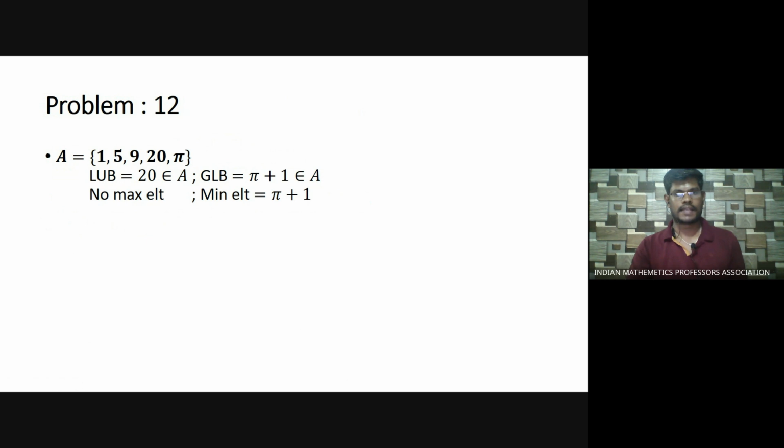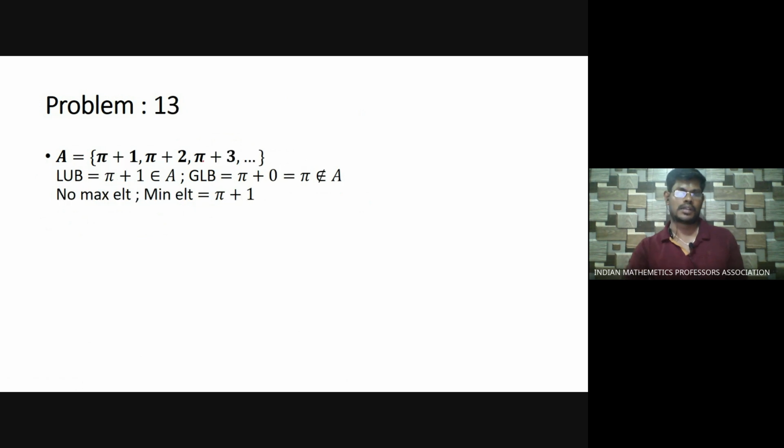And A is equal to 1 comma 5 comma 9 comma 20 comma pi. Here the least upper bound is 20, which belongs to A, and the greatest lower bound pi plus 1 also belongs to A. So this is the maximum element. So this is bounded.